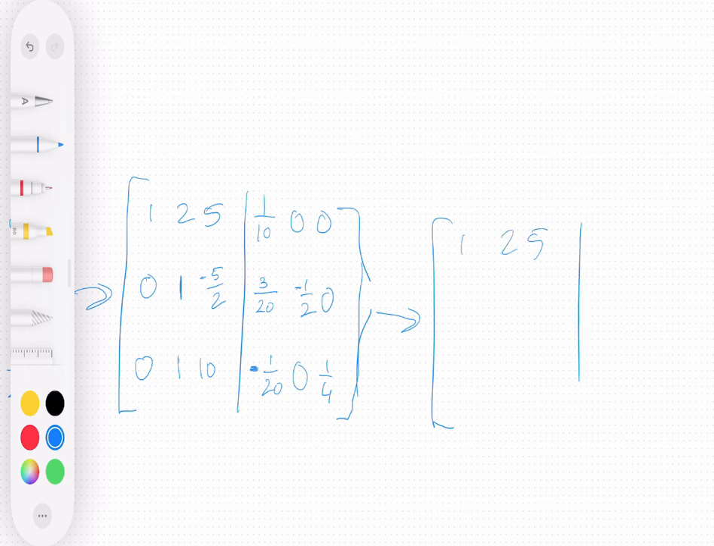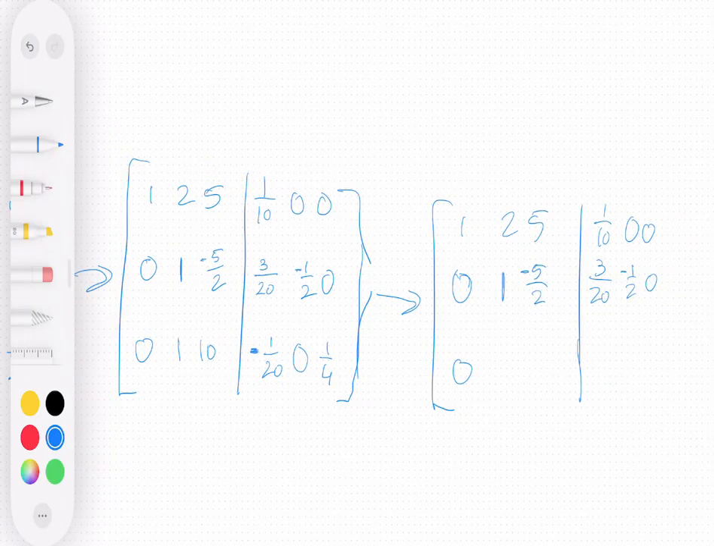1, 2, 5, 1, 10, 0, 0. 3/20, -1/2, 0, 0, 1, -5/2. And so we're subtracting, we're doing R3 minus R2, swap with R3. So that would become like this, and then 10 minus -5/2, which is 20/2 minus negative 5 over 2, which is 20 plus 5 over 2.